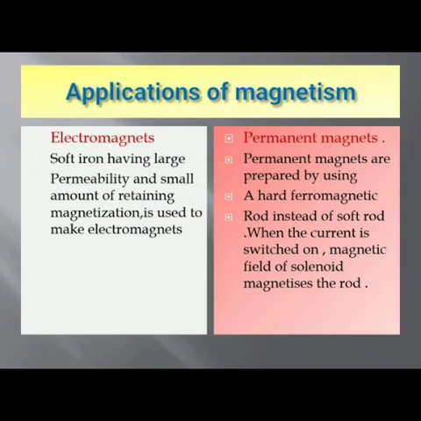Let us move on to the applications of magnetism. Now, magnetism basically is used for electromagnets as well as the formation of permanent magnets. Soft iron, which has a large permeability and a small amount of retained magnetization, is used to make electromagnets. If I move on to permanent magnets, students, they are prepared by using a hard ferromagnetic rod instead of a soft rod. So when the current is switched on, the magnetic field of the solenoid magnetizes the rod.